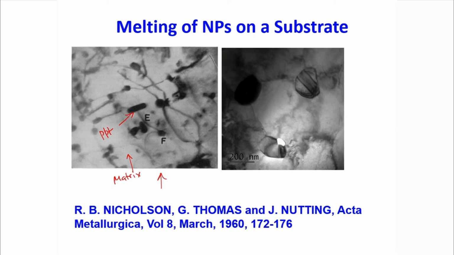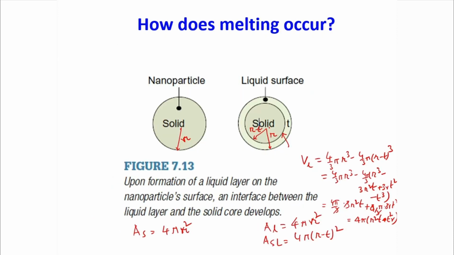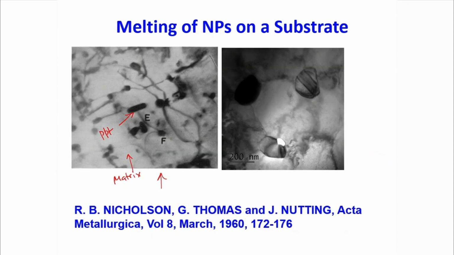Remember, the earlier model used a free particle, with liquid forming on the surface. Here the particle is not free, it is embedded. How the liquid forms between the particle and the matrix will dictate how the melting happens. So let us talk a little bit about that. Will this nanoparticle melt as usual below the melting temperature of the bulk or not? To answer this, we need to consider that the surface of the nanoparticle is in contact with the matrix instead of being exposed to the surrounding atmosphere, as in the earlier case.